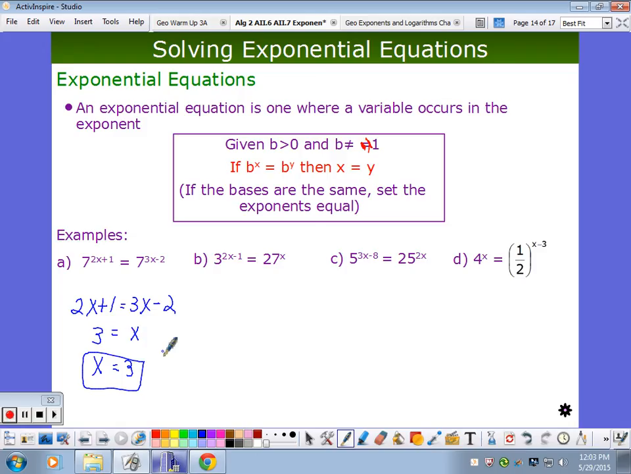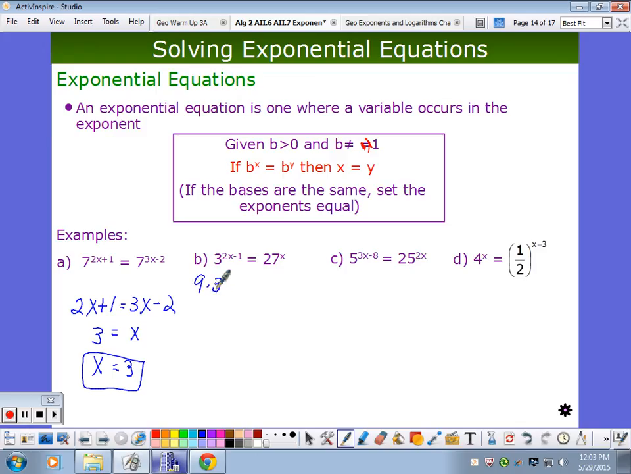Now, if we look at this second one, the bases are not the same. I've got 3 to the 2x minus 1 equals 27 to the x. Not the same. Yes, ma'am. Well, that's a good thought. She said, why don't we just multiply this by 9? And that's a really good thought.